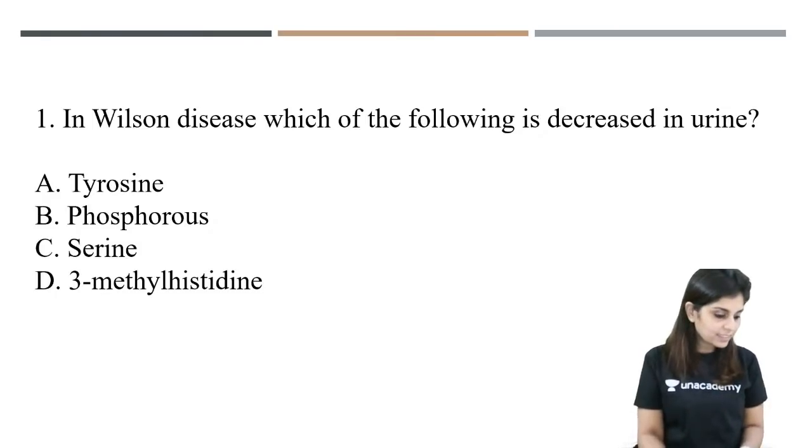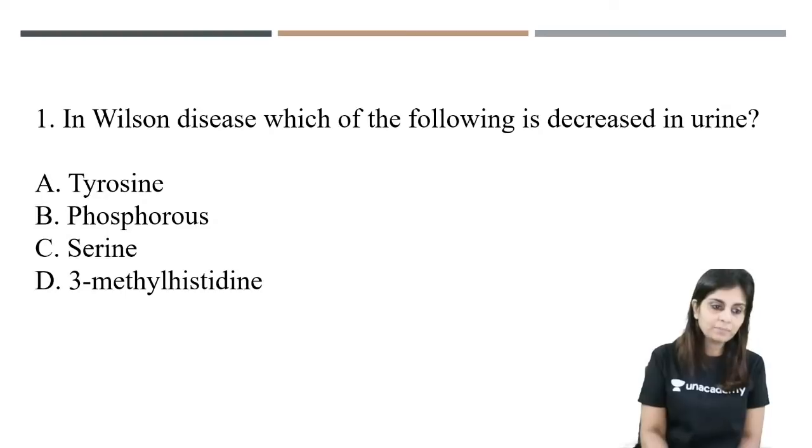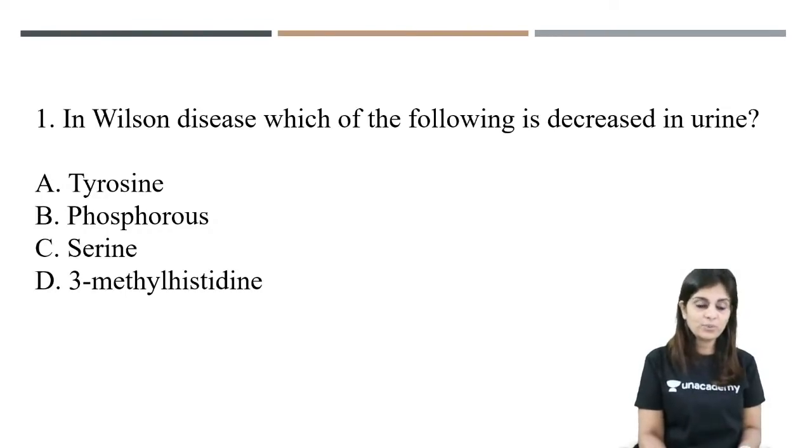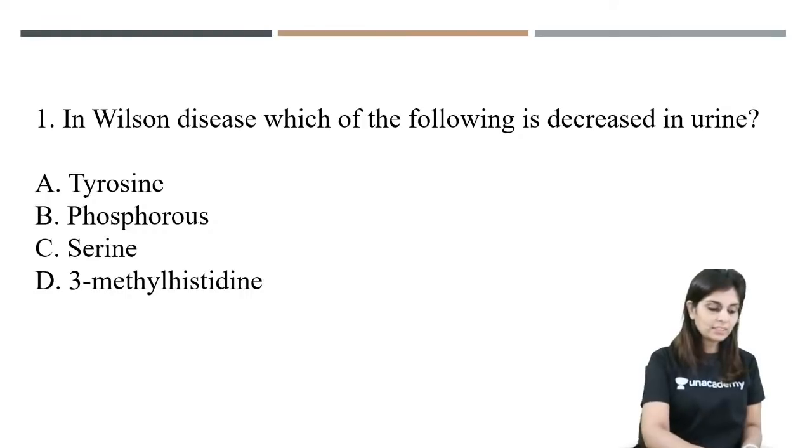So can you try answering this? Let me see in the chat box if any one of you will be able to answer it. In Wilson's disease, which of the following is decreased in urine? And I hope you all know that. Yeah, very good, Divya. Divya has answered it as 3-methylhistidine.